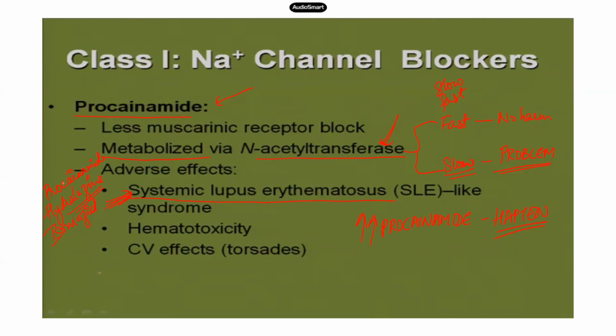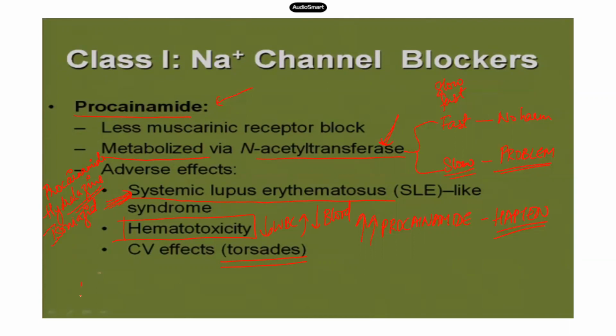Now, apart from causing SLE-like symptoms, procainamide can also cause hemotoxicity. That means there will be a decrease in the WBCs, that can result in superadded infections, and also a decrease in the blood platelets. That means it can cause thrombocytopenia also. Then, like any other antiarrhythmic drug of class 1, it also has a potential threat of causing toxicity. So this is procainamide that you have to remember.